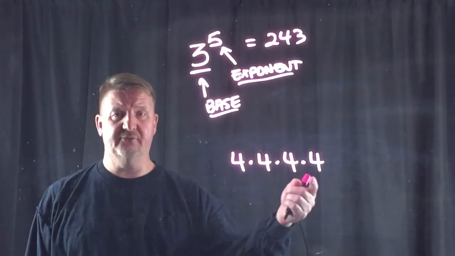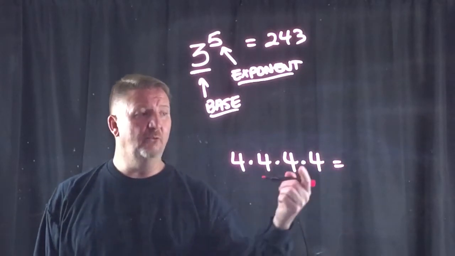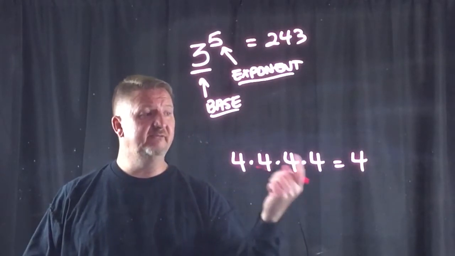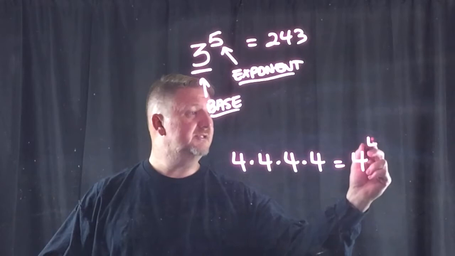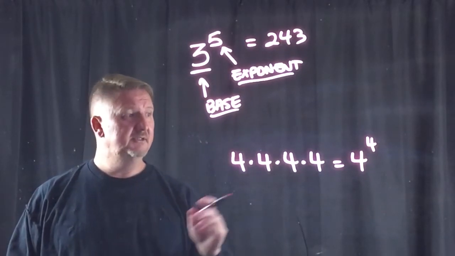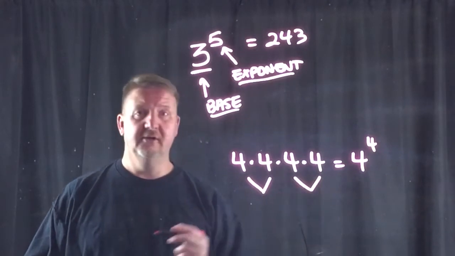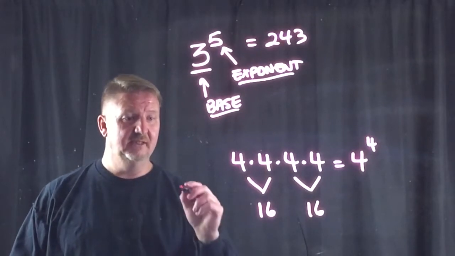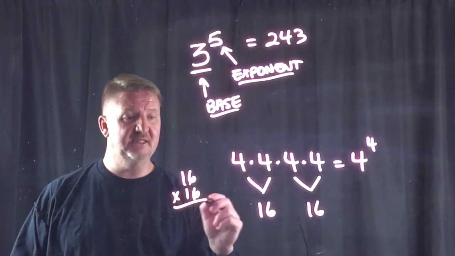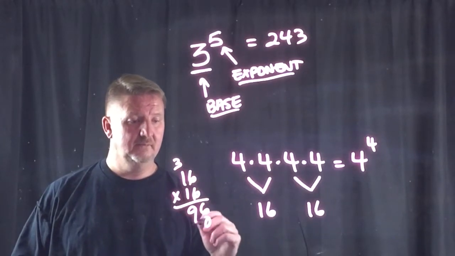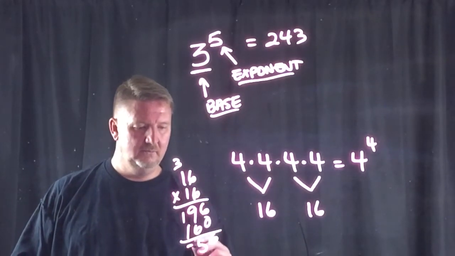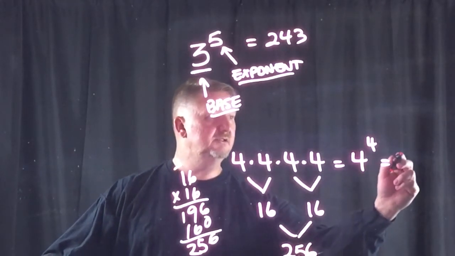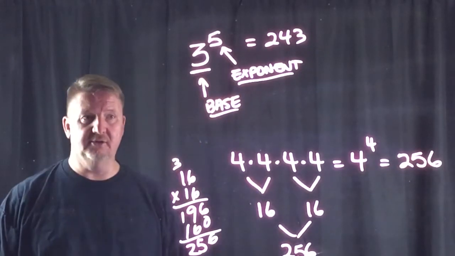Okay, last example like this. 4 times 4 times 4 times 4. 4 is my base because that's the number that's being repeated. And then I have 1, 2, 3, 4 of them. So that's 4 to the 4th power. To get the answer, I multiply. 4 times 4 is 16. 4 times 4 is 16. Then I multiply 16 times 16. And 16 times 16 is 256. So my answer is 256.